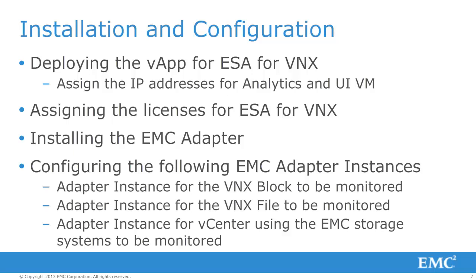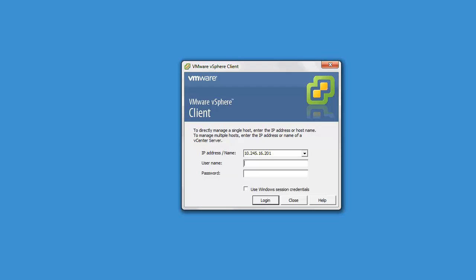The Analytics VM is responsible for collecting data from vCenter Server, vCenter Configuration Manager, and third-party data sources such as metrics, topology, and change events. Once the vApp has been successfully deployed, we need to add the license for EMC Storage Analytics for VNX. Next, we need to install the EMC adapter. After the EMC adapter is installed, we need to configure the EMC adapter instances for VNX block, VNX file, and also vCenter. Now let's take a look at a demo on the procedure to deploy and configure ESA.